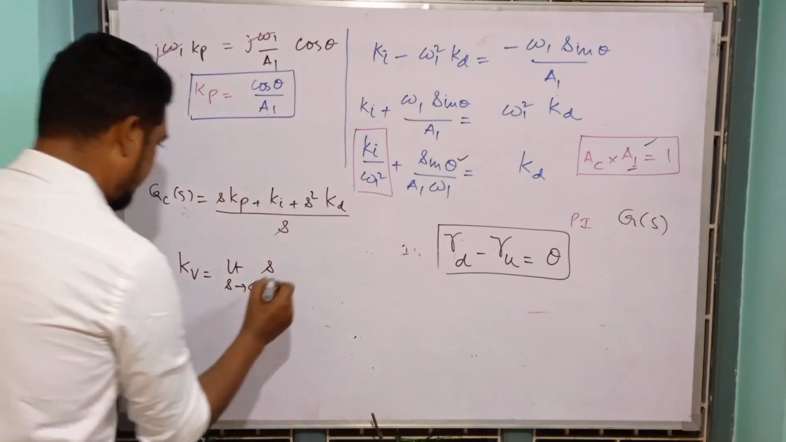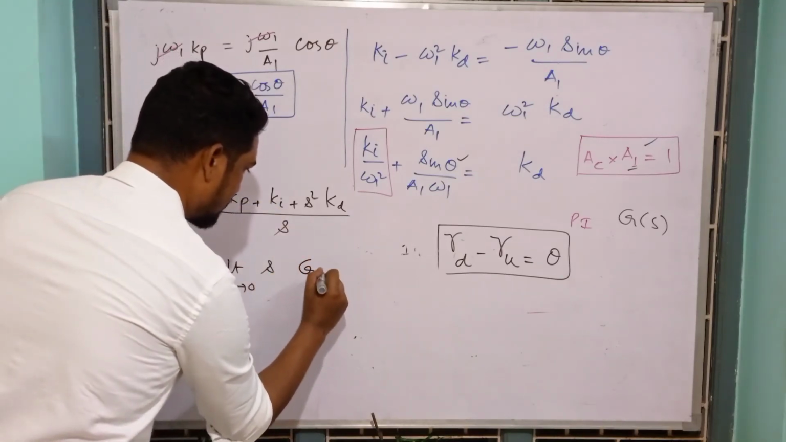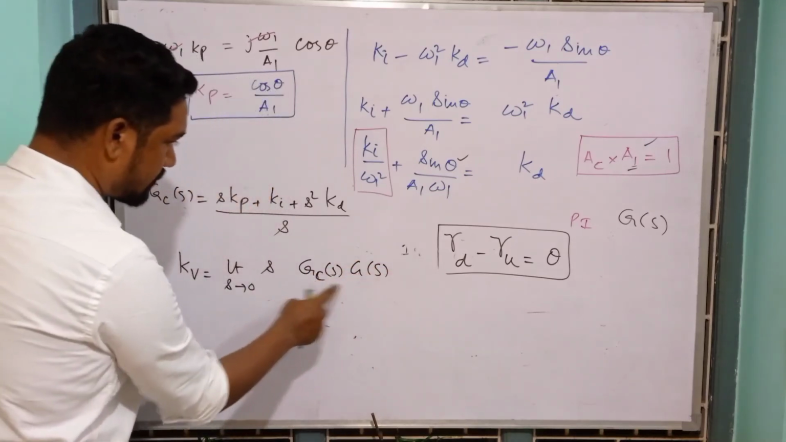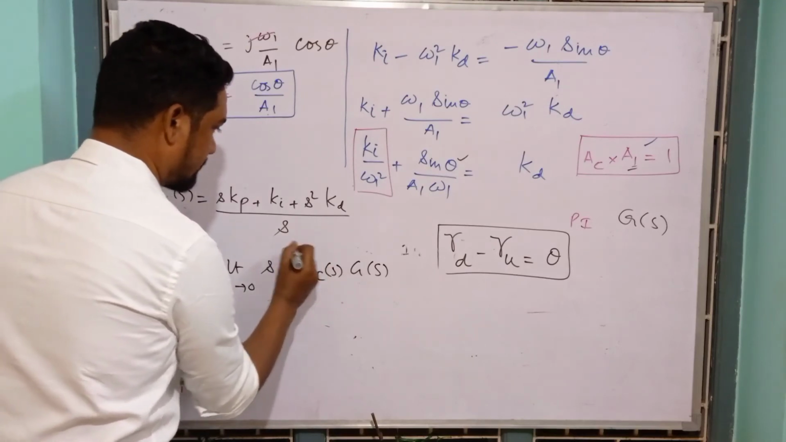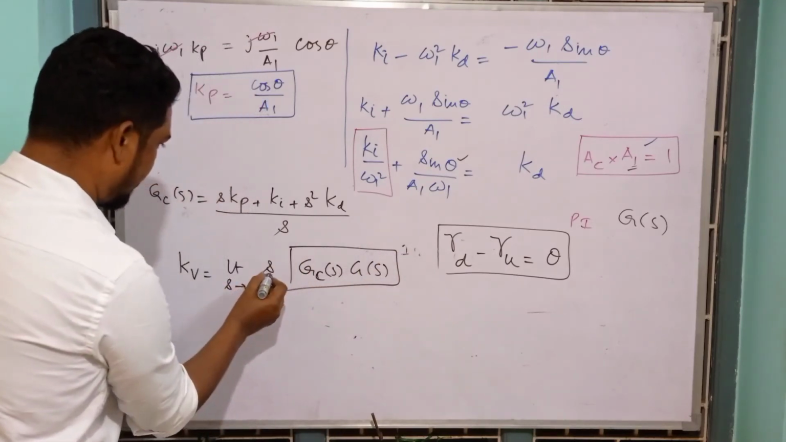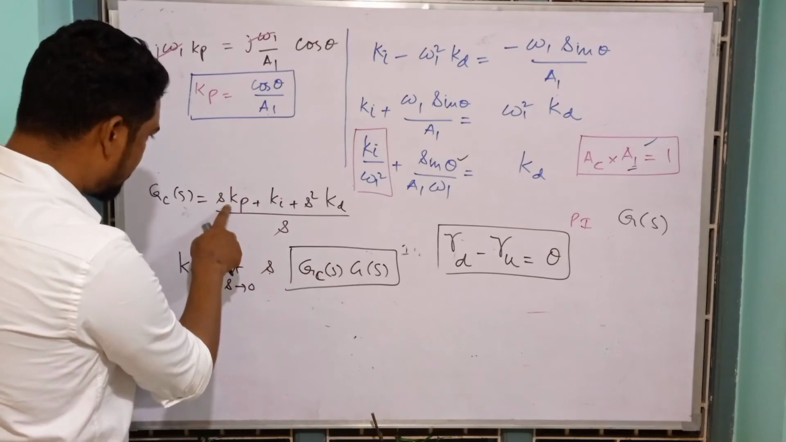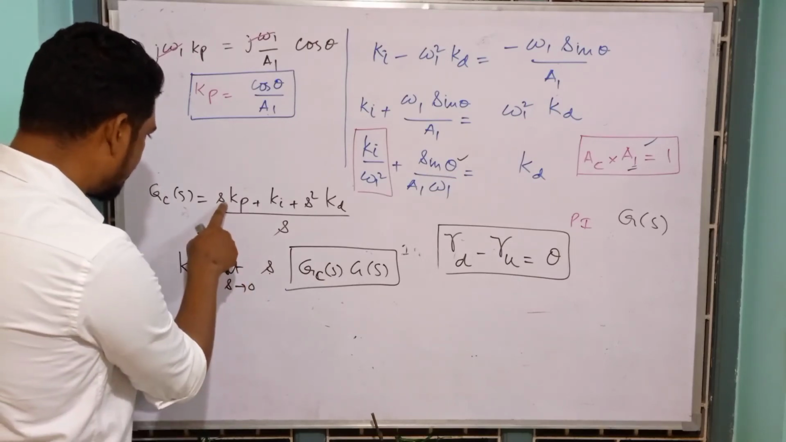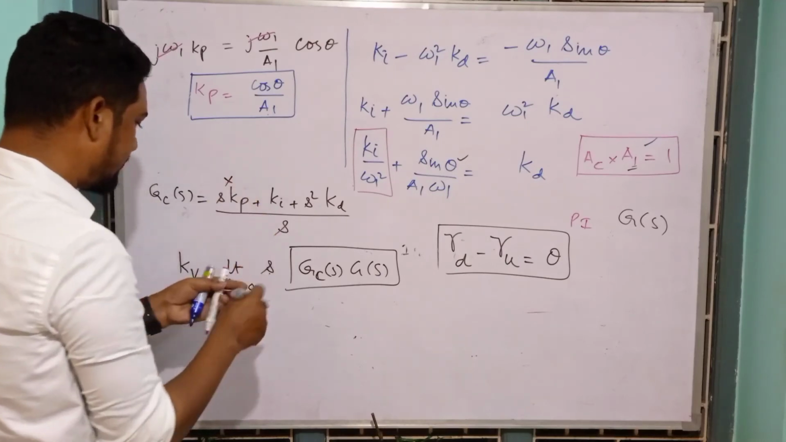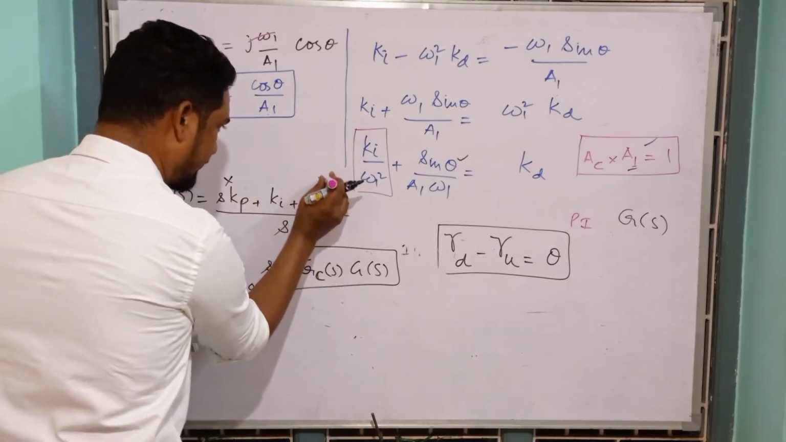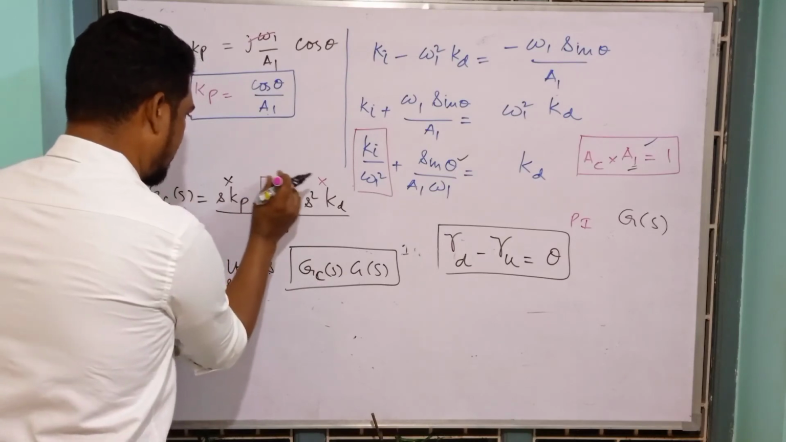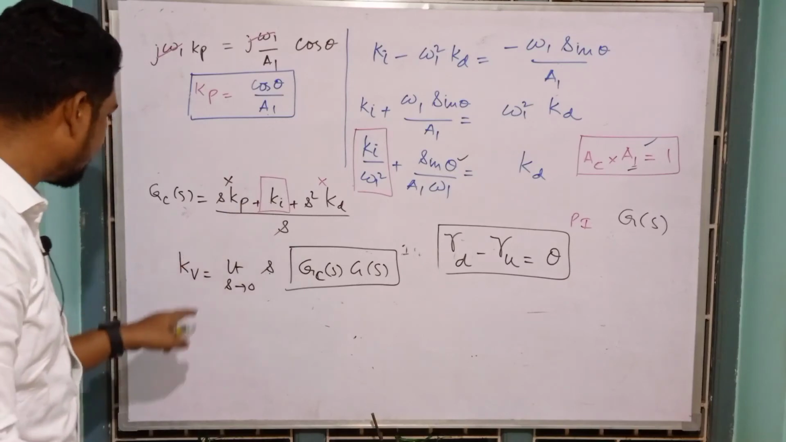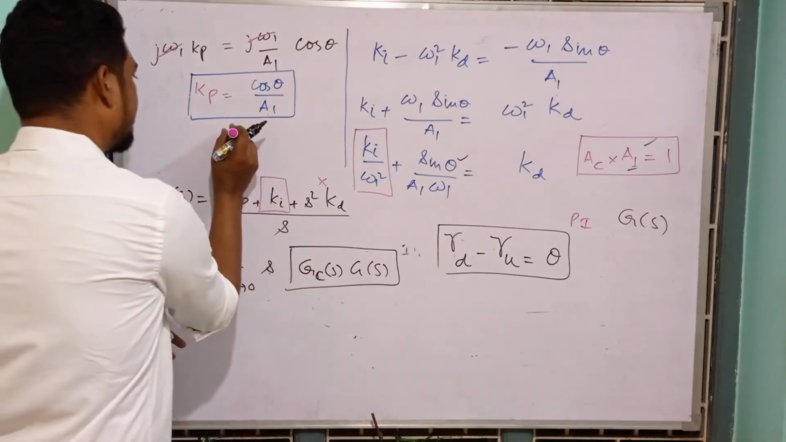So Kv will be equal to Gc of S into G of S after providing the compensation to the open loop transfer function. In that process S gets cancelled, and this also becomes 0. Why? Because we have to plug in limit S tends to 0, isn't it? So S equal to 0 makes that term invalid, and even Kd becomes invalid. Only Ki is left, and in that process Ki should be evaluated first while we design for a PID controller.